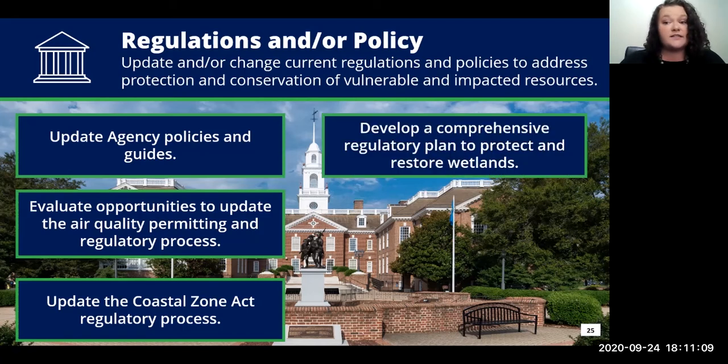The next action is to develop a comprehensive wetland regulatory plan that helps protect and restore wetland habitats. As I mentioned before, wetlands are likely to be severely impacted by sea level rise, and when they are impacted and lost, the services they provide are lost along with them. An example action is to update the wetland maps to incorporate potential wetland migratory areas.